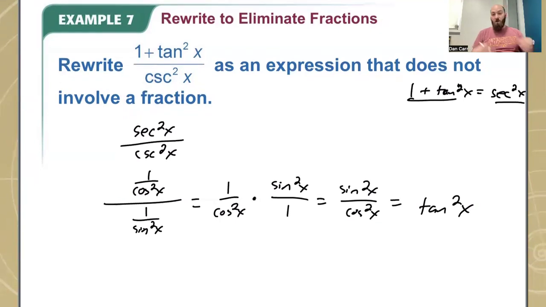Okay. Again, it's not just one strategy to do. It just depends on what you see and how you work through it, but make sure you're always making steps to try to get rid of the fractions as best as you can.